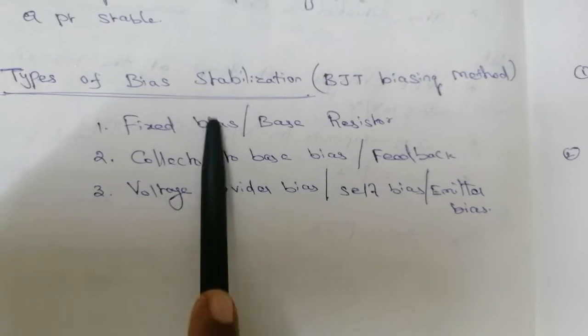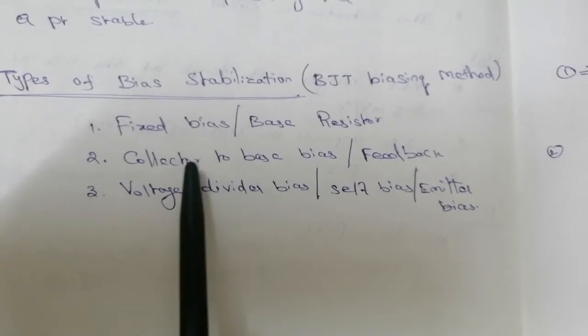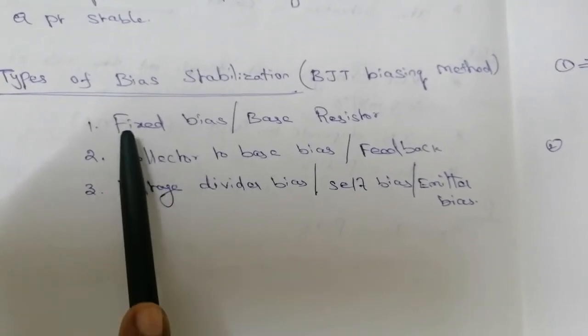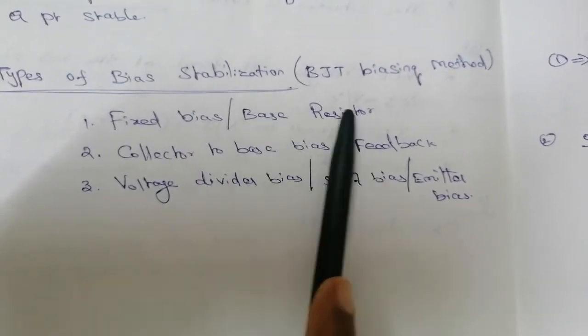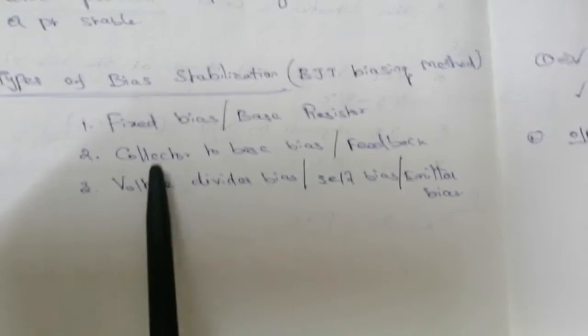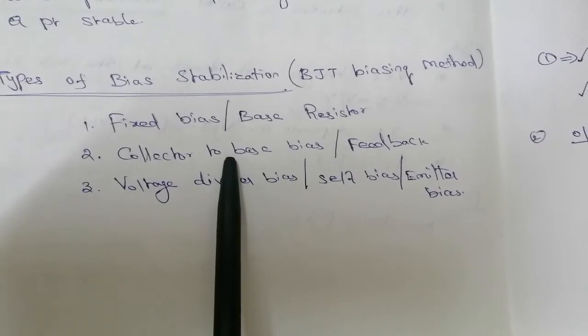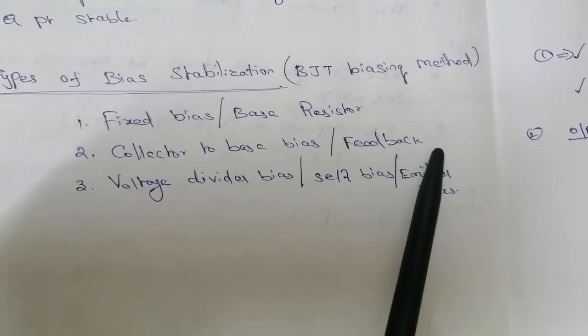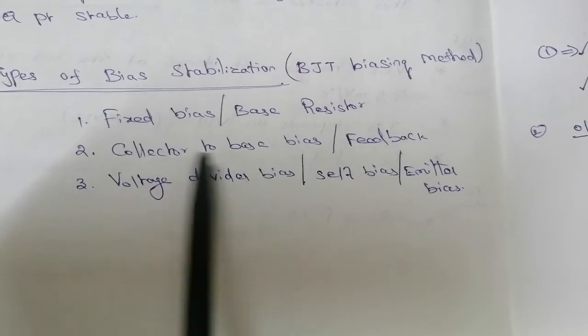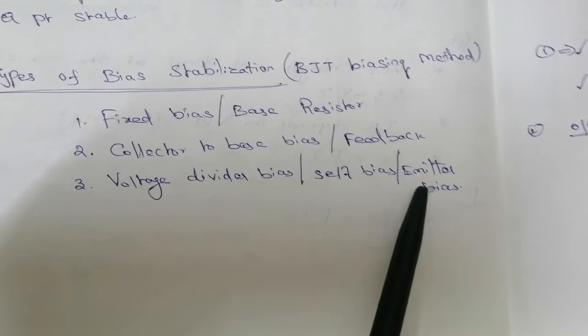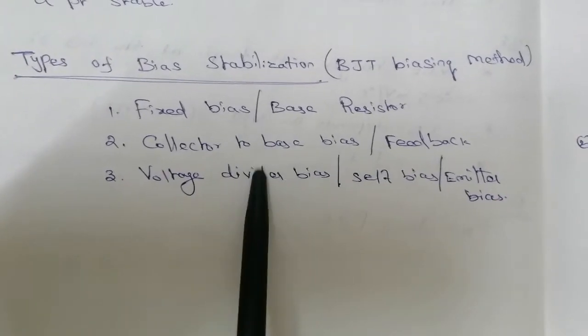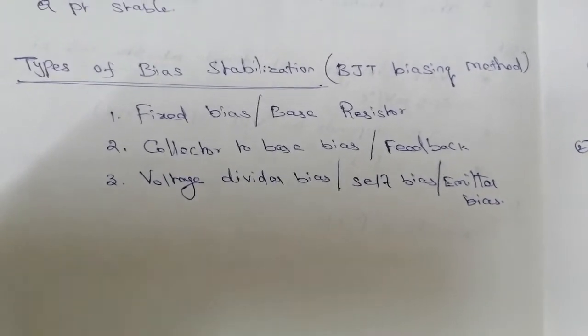There are three types of biasing method in BJT. First one is fixed bias, also called base resistor bias. Second one is collector to base bias or feedback bias. Third one is voltage divider bias or self bias or emitter bias. These are the three types of biasing method in BJT.